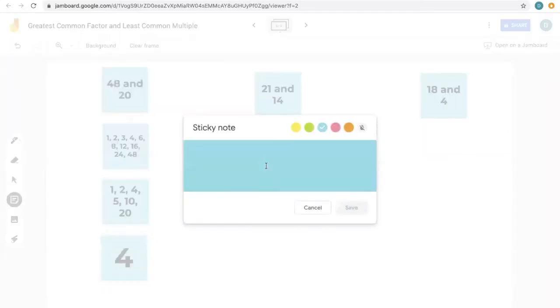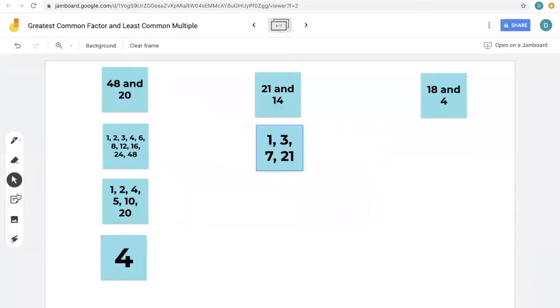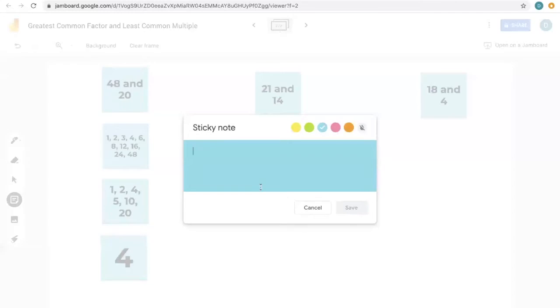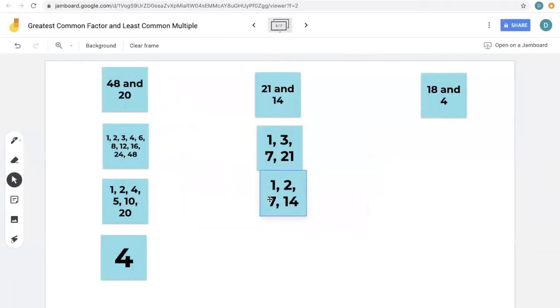Now, 21 and 14. 21 has factors of 1 and 21, and 3 and 7. And you can feel free to test these if you don't believe me that these are the only factors. 14 has 1 and 14, 2 and 7. So we see 1 and 1, no 3, no 2, 7, no 21, and no 14. So 7 and 7, and that's the largest number, so that means 7 is the greatest common factor of 21 and 14.